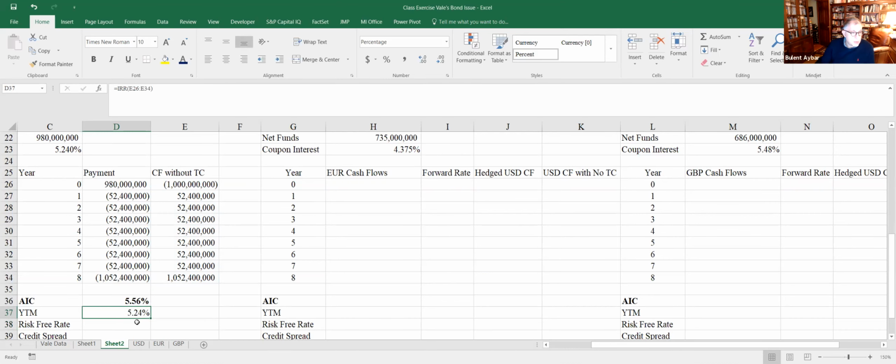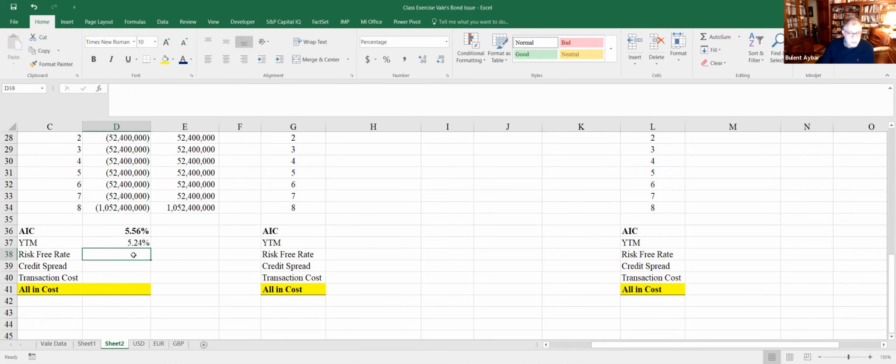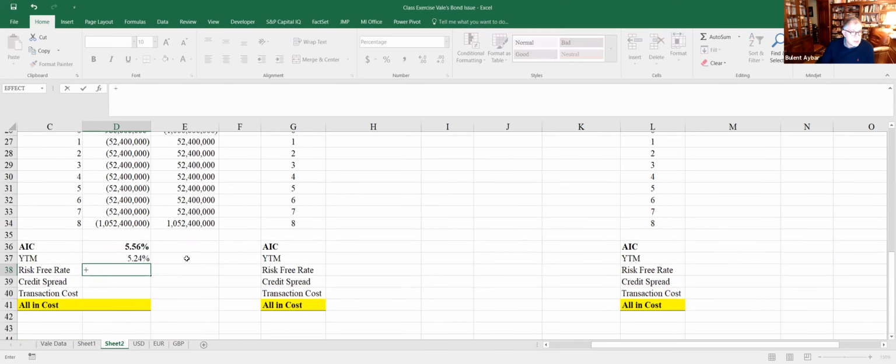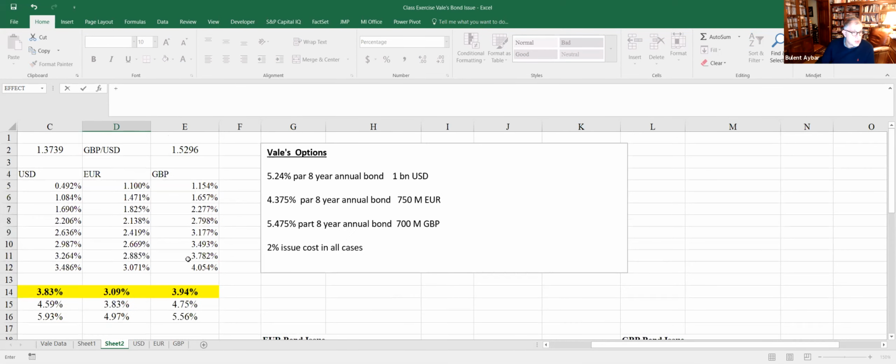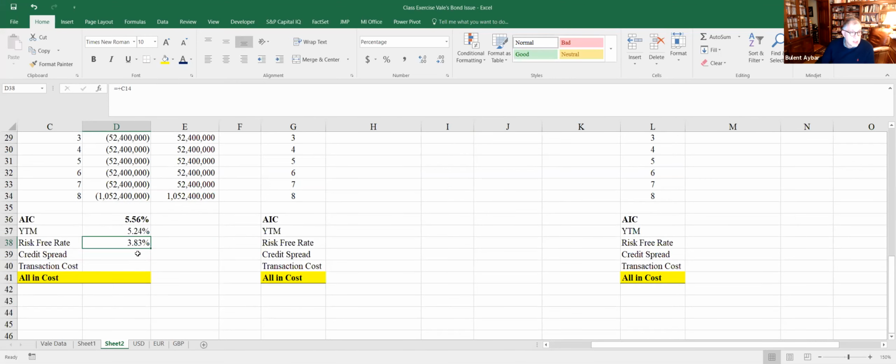So it is 5.24%. The risk-free rate of return is the 10-year treasury that was given as 3.83%. We're going to use that as a benchmark. So that gives us a credit spread of 5.24, that is yield to maturity minus the risk-free rate of return. So that means that Vale has a 1.41% credit spread, or 140 basis points.